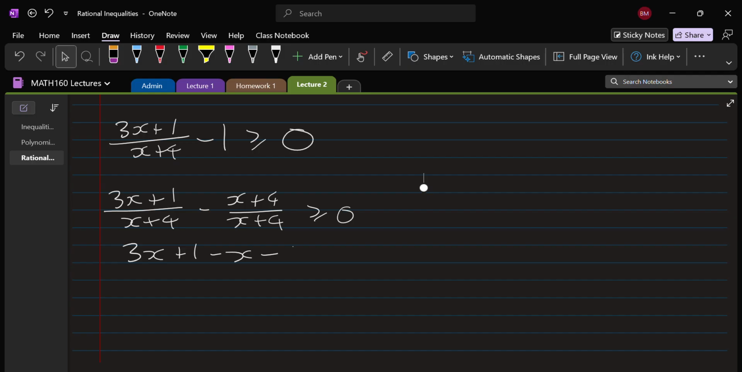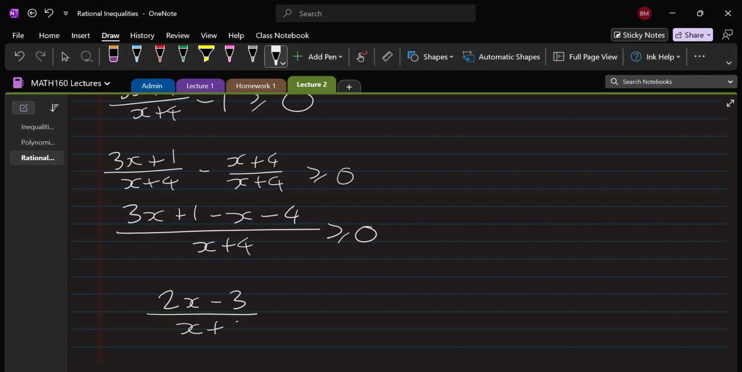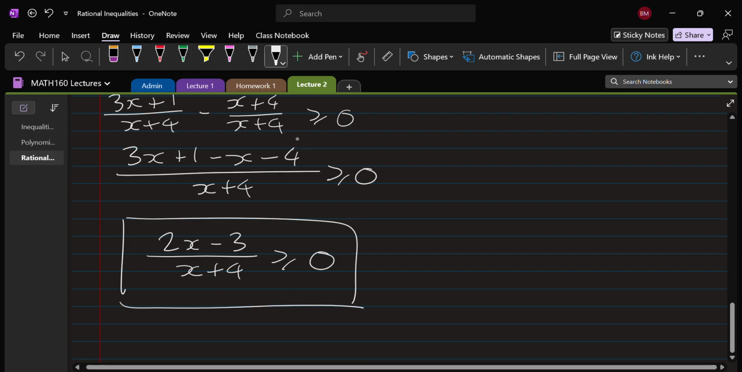So minus x minus 4, that becomes the numerator. The denominator stays the same, and then we carry on as normal. Over x plus 4 greater than or equal to 0. The numerator we can clean up a bit. 3x minus x, and the 1 and the minus 4. We can simplify that. So we're going to end up with 2x minus 3 over x plus 4.